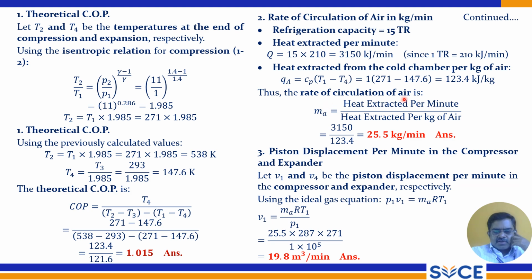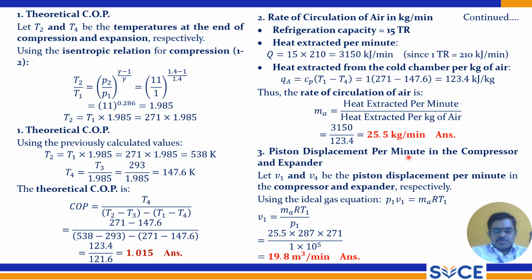Thus the rate of circulation of air is equal to heat extracted per minute divided by heat extracted per kg of air. So substituting these two, heat extracted per minute, so that is 3150 divided by 123.4, that is equal to 25.5 kg per minute. So that is the one answer. The rate of circulation of air is 25.5 kg per minute.